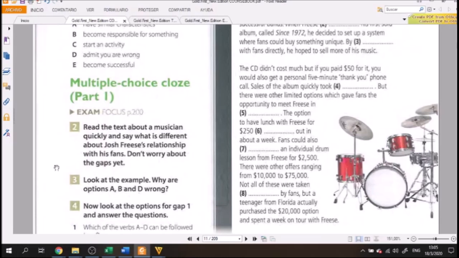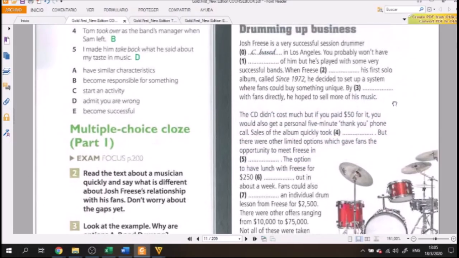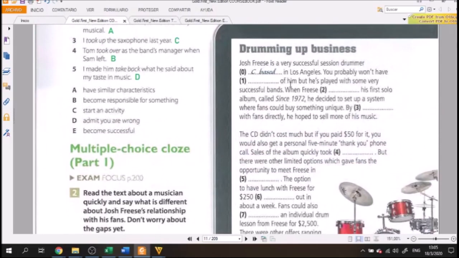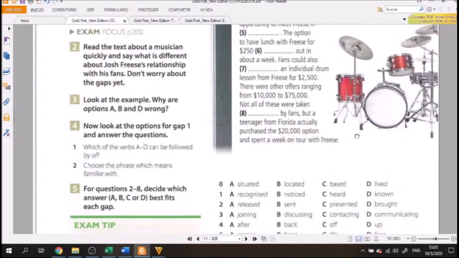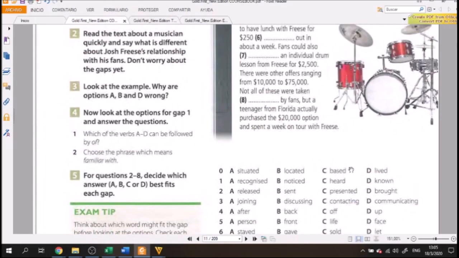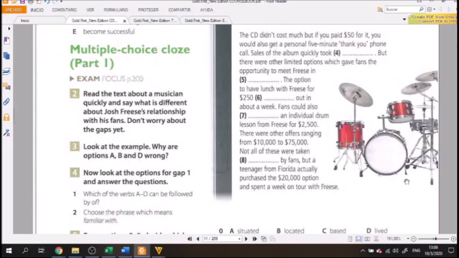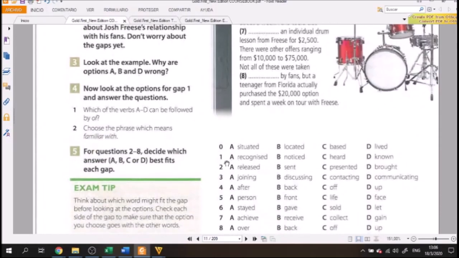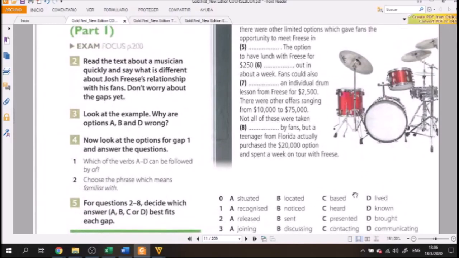Okay, let's move on. Blank number one has already been completed. George Freese is a very successful session drummer based in Los Angeles. I want us to discuss why C is the correct one and not the others. What's wrong with situated, located, and lived? Again, I expect you to give your answers in the chat. Why are A, B, and D wrong? According to the book, C is the correct one, that we know, but what's wrong with the others?